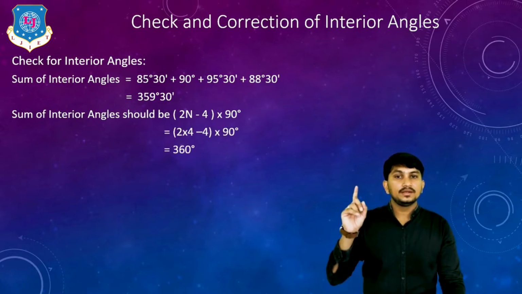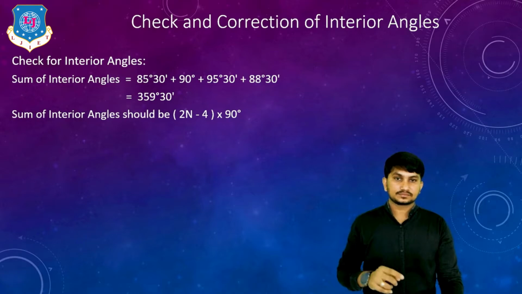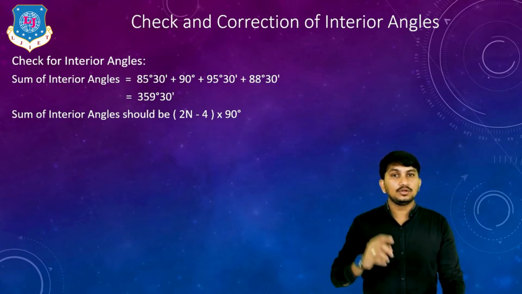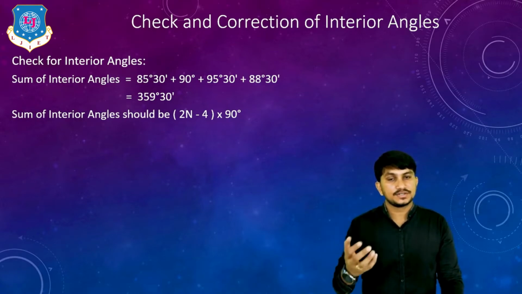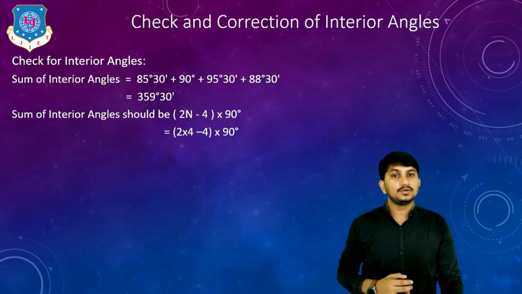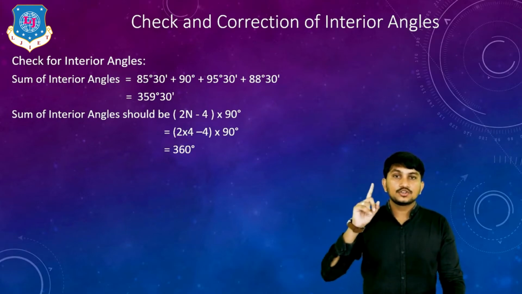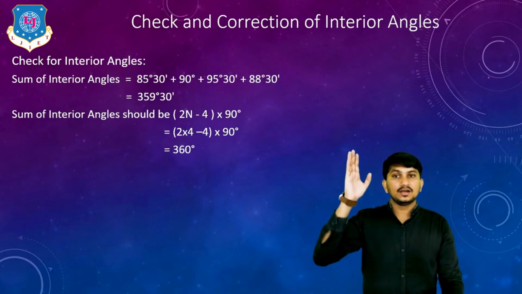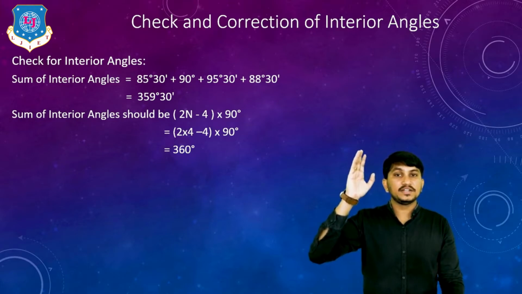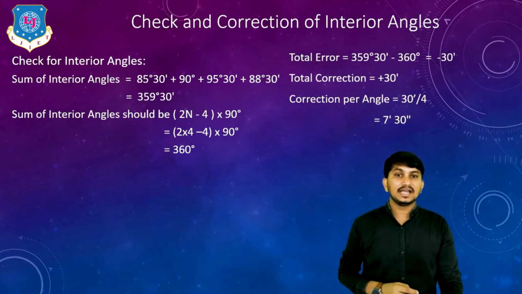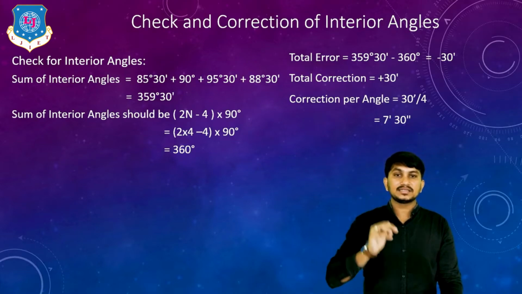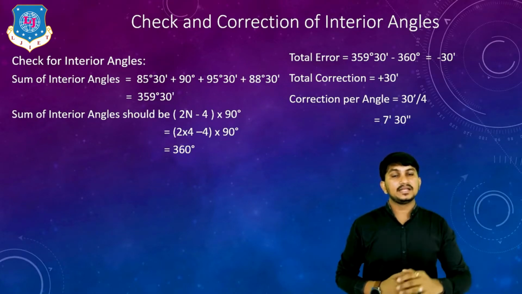It should be here n is equal to number of lines or number of stations. Here n is equal to 4. So 2 into 4 minus 4 into 90 degree, which is 360 degree. So sum of interior angles should be 360 degree. Here our sum of interior angle is 359 degree 30 minute. So there is an error. So total error is equal to 359 degree 30 minute minus 360 degree, minus 30 minute is the error.